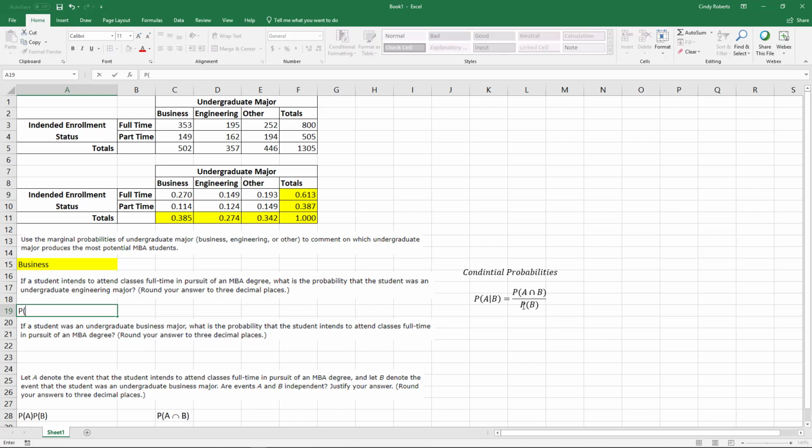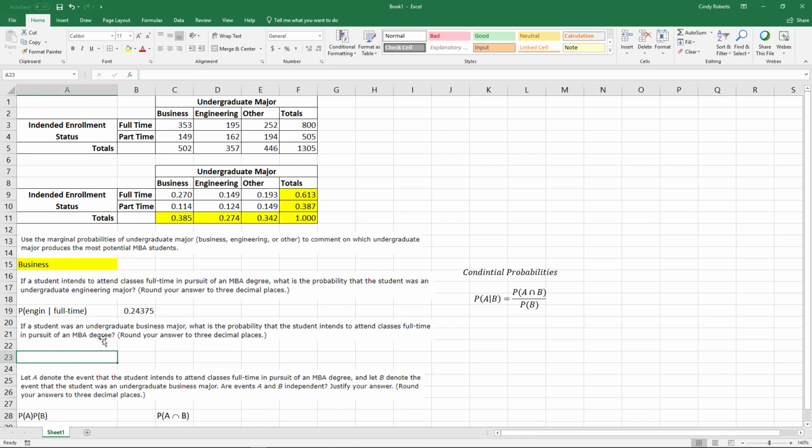So I'm looking for the probability that they're engineering given that they're going to go to school full time. Looking at the formula here, I need the intersection that they are engineering and full time, which would be this probability. Then divided by, and I always just memorize that the denominator is the probability of the given. Well, the probability of full time is this total. I press enter and I get my answer.